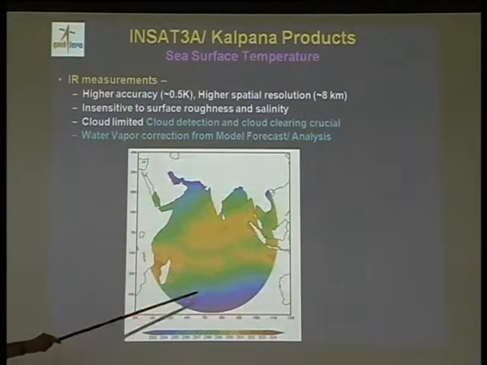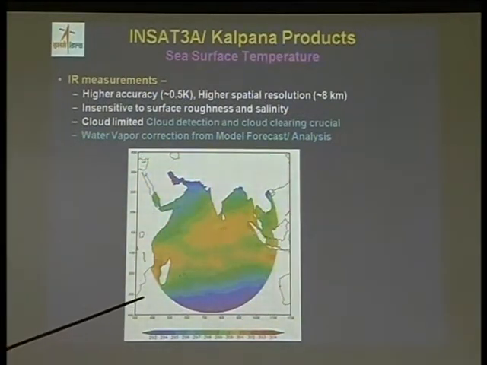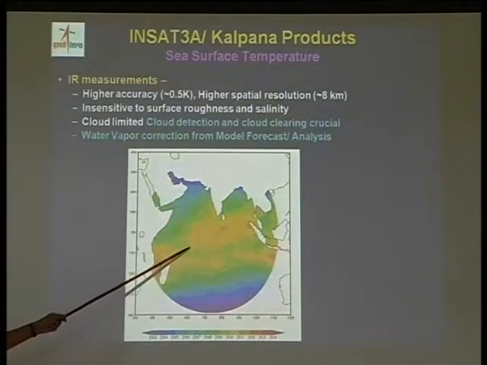So this is one monthly composite of SST. In a daily composite you will find a lot of cloudiness, you will not find a good image, but you can see here this monthly composite sea surface temperature from Kalpana.